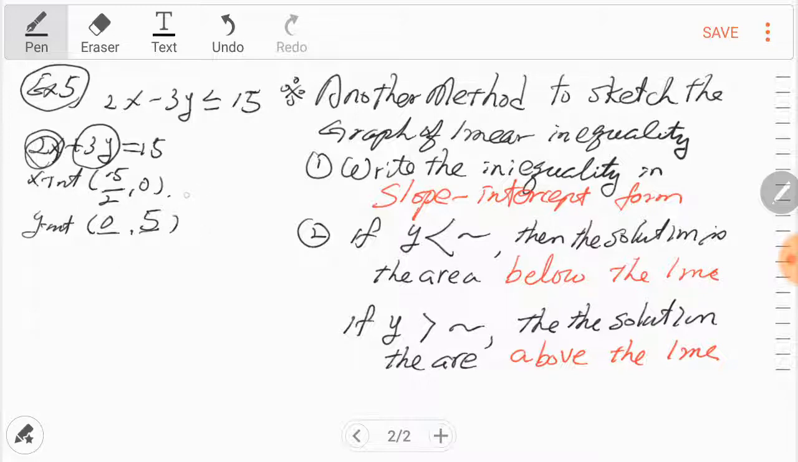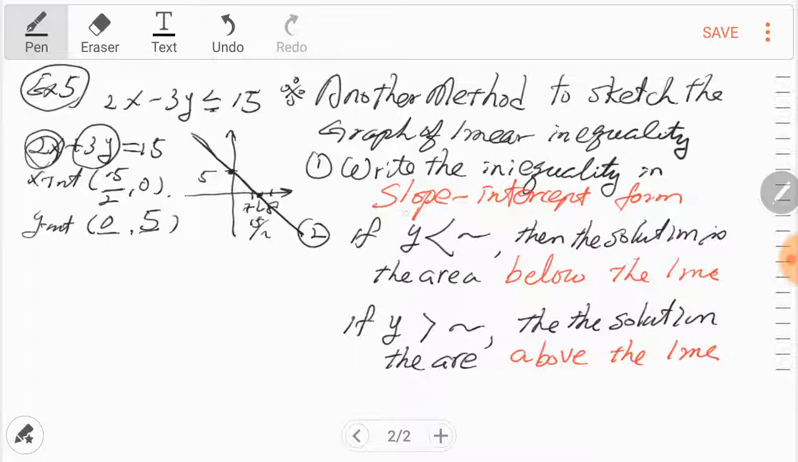Let me graph it on this side. The x-intercept is 15 over 2, so between 7 and 8, 7.5. So that is 15 over 2, the x-intercept. The y-intercept is x equals 0, y is 5. Let's say this point is 5. So that we can draw a straight line. Since there's an equal sign, we will draw a solid line. And then we will use a different method to find the area, the solution. It should be either above or below.